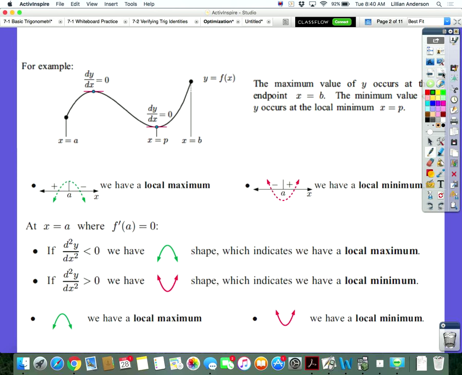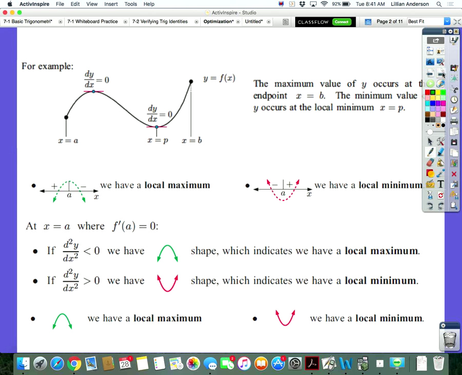If you plug it in, you get a value that's greater than 0. It's going to be the upward shape, meaning that we have a local minimum. Okay? So you can use the first derivative test or the second derivative test to help you find your extrema. Will both tests work every single time? No, it won't work every single time.